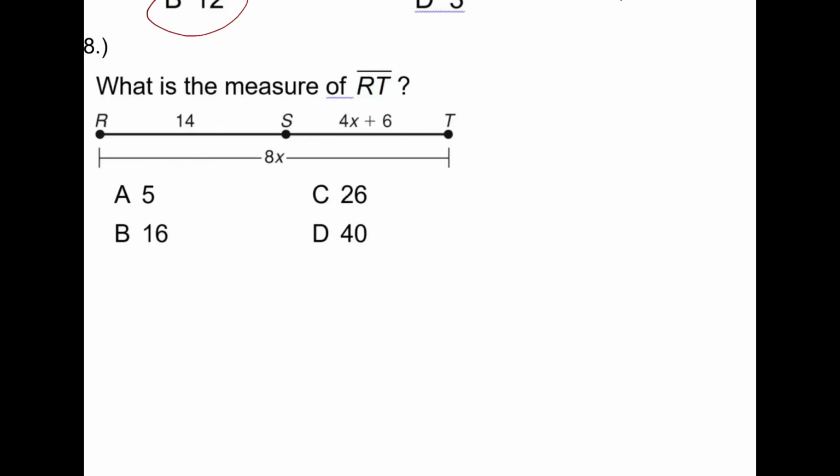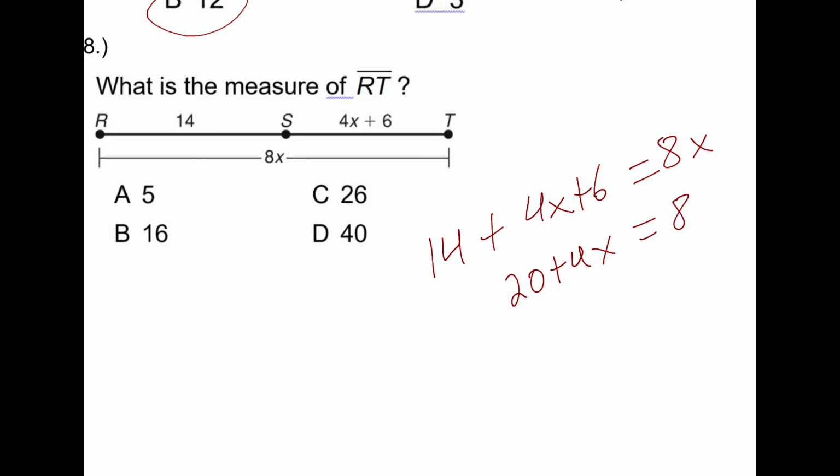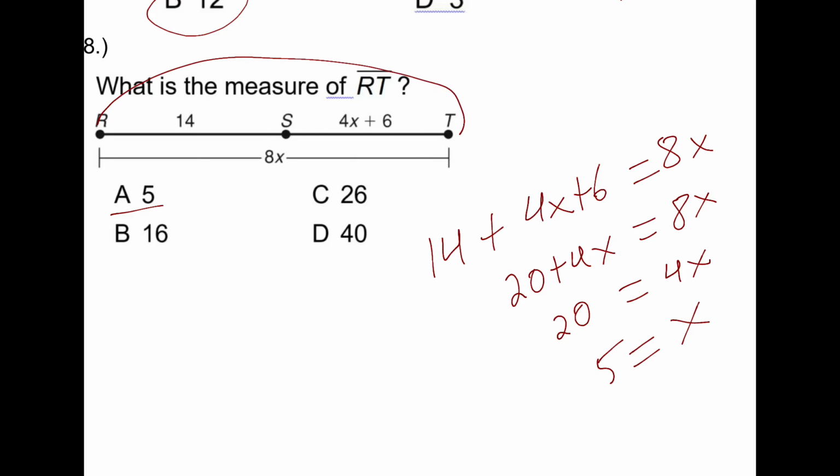For this one, we have to set it up like an equation. 14 plus 4x plus 6 is equal to 8x. We combine like terms. We have 20 plus 4x is equal to 8x. We subtract 4x from both sides, and we have 20 is equal to 4x. We divide by 4 on both sides. We have 5 is equal to x. It's not 5, though, because they want to know what is the measure of RT, which is this entire distance. So you still have to take that 5 and plug it in. 8 times 5 is 40.